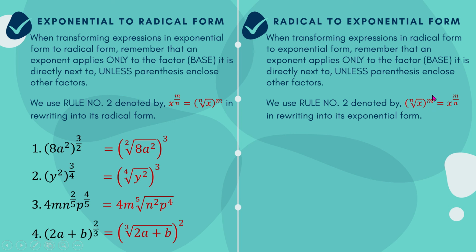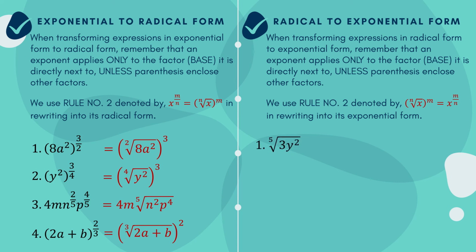So the radical form is the nth root of x raised to exponent m is equal to the base x raised to exponent m over n. So gibalira no. Again, ang index nga n mao yung denominator, ang exponent nga m mao yung numerator. That is the process of rewriting into its exponential form.